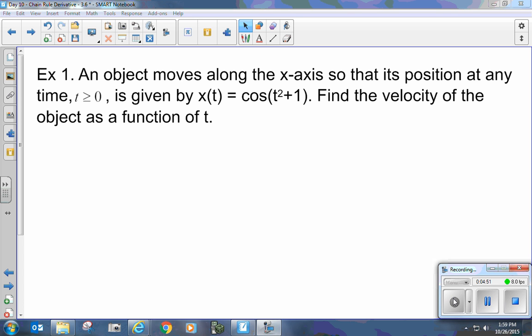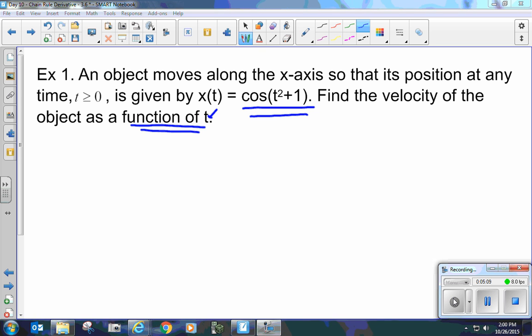So I need to take the derivative of position, don't I? Acceleration would be the derivative of velocity, actually. They just want to know, find the velocity as a function of time. Function is an equation with respect to t. So I want to find an equation that uses t as a variable that gives me velocity. Okay? So guess what? I got to take the derivative of this.